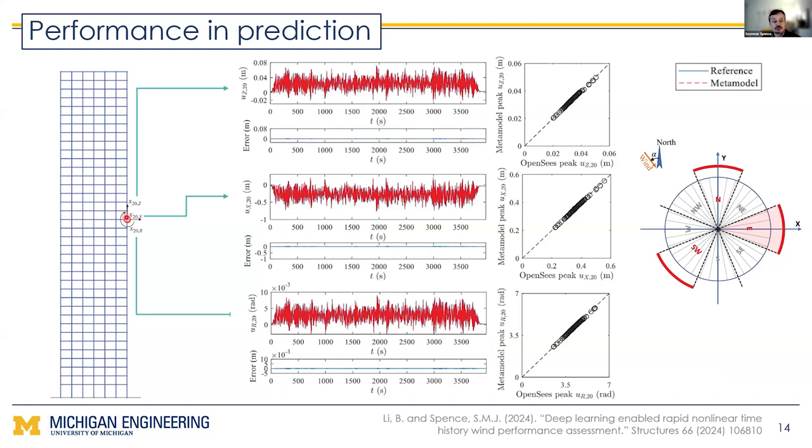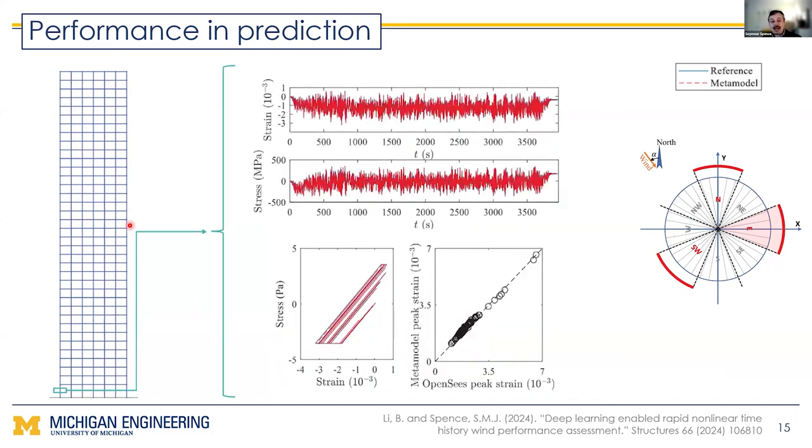So again, really good predictions. This is just a different node, horizontal, vertical, and rotations, getting really similar behavior. You can once again look at fiber responses. So again, we're getting really good prediction even at the level of the fibers. And again, this is for wind directions that are randomly generated within this easterly sector for a 1 hour prediction window.